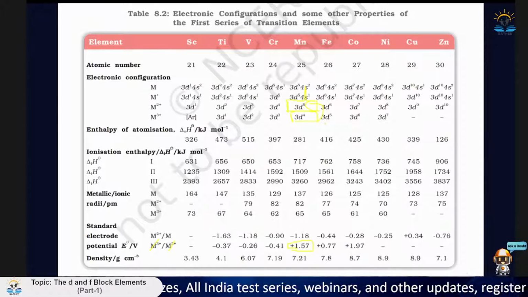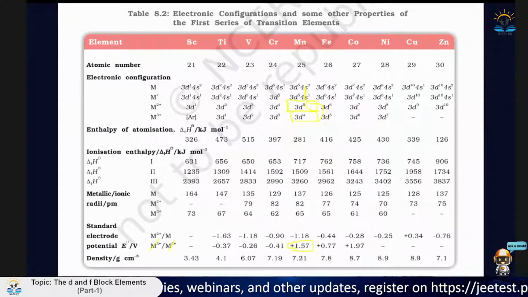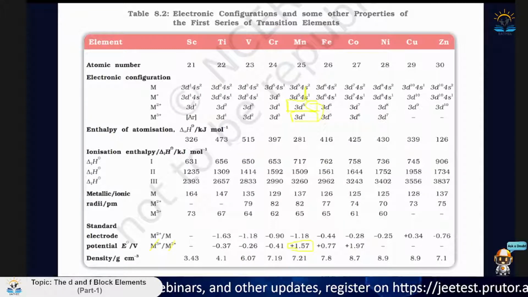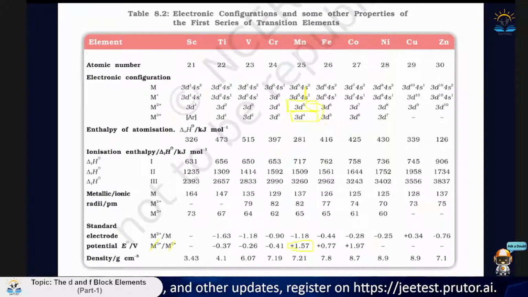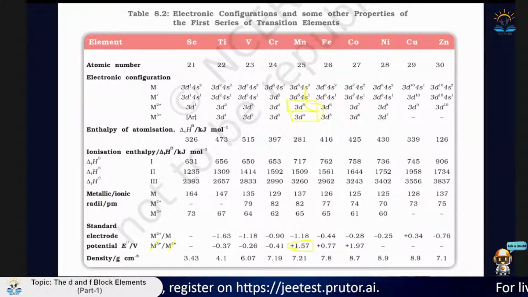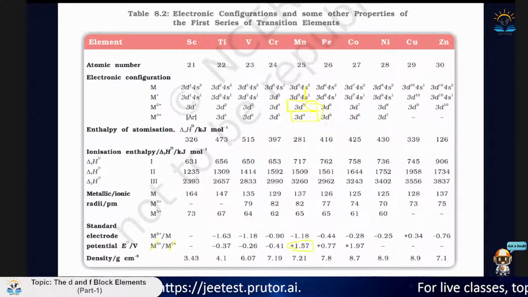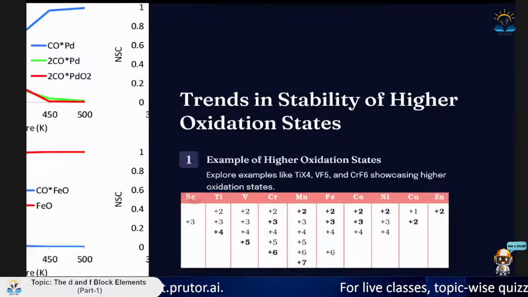The whole concept of ionization enthalpy, the enthalpy of atomization, and the standard electrode potentials revolves around the electronic configuration part of it. So if we focus properly on the electronic configuration, then we can actually understand what is going on, and density gradually increases as we go down the group. Okay, and we have oxidation states.